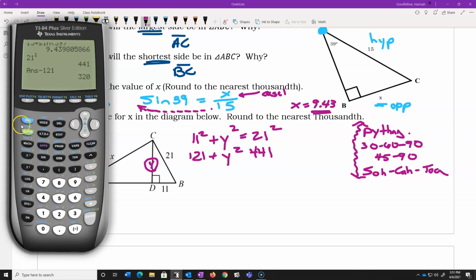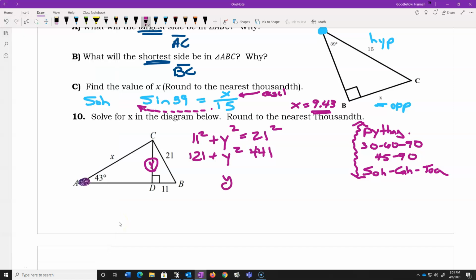Square root of 320. And not 330. 320. And that answer would be 17.89. All right. Now, I've got an answer for this side right here.